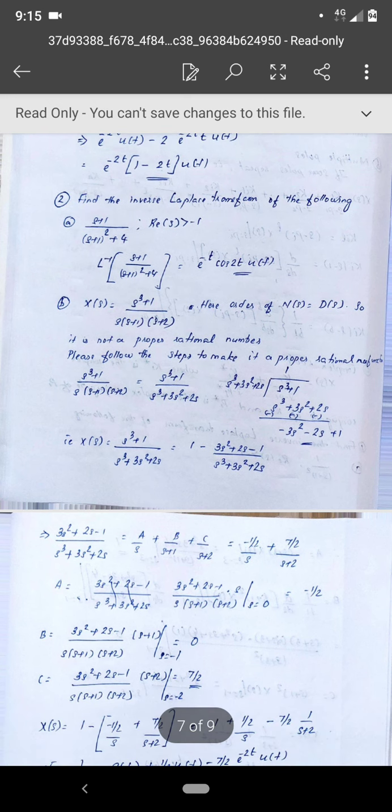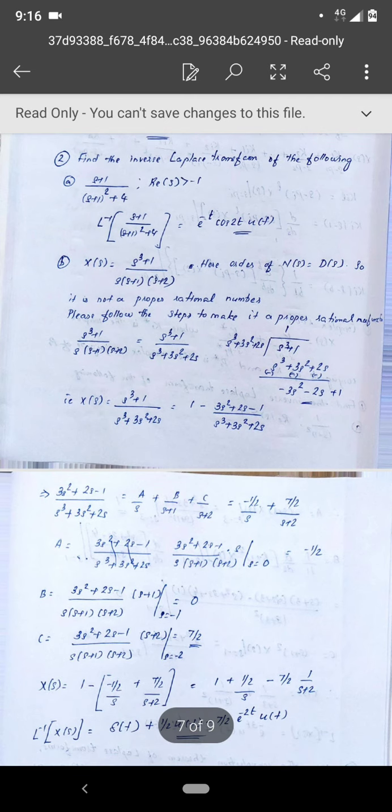That's all. Then you have the second question, that is (s cube plus 1) by s into (s plus 1) into (s plus 2). Here you can see that this is not a proper rational function, because the order of the numerator is the same as the order of the denominator. So in that case, you have to expand the denominator and perform the division, that is, divide s cube plus 1 by s cube plus 3s square plus 2s, and you get the result.